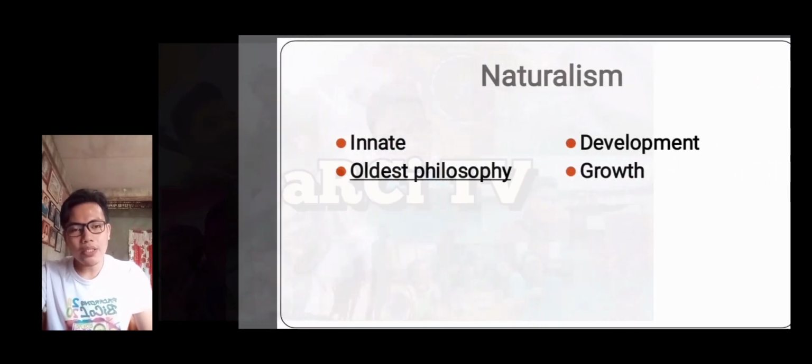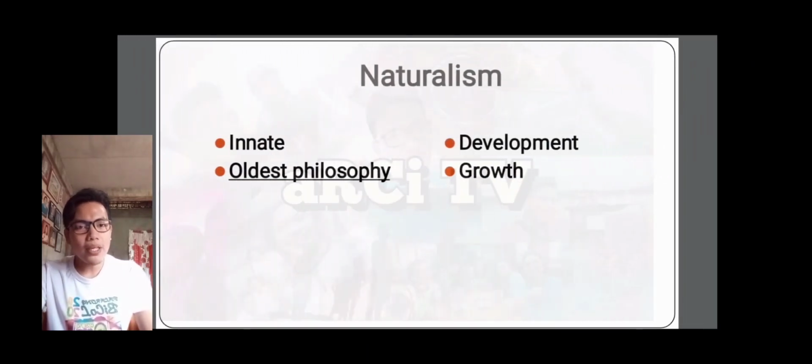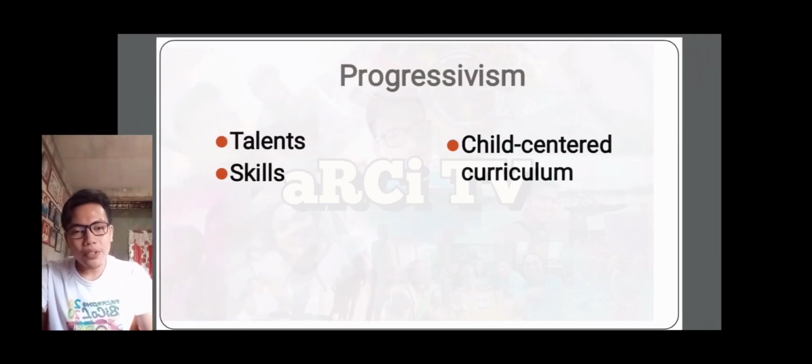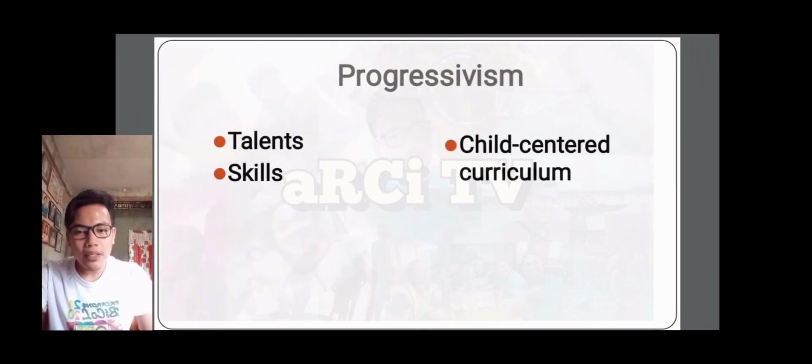Now, the next one is naturalism. So, pag sinabing naturalism, this is the oldest philosophy, and innate. Or sinabing innate, andyan na yan from the start. And also development and growth. Now, the next one is progressivism. Yung progressivism natin is all about talent, skills, and it is a child-centered curriculum.